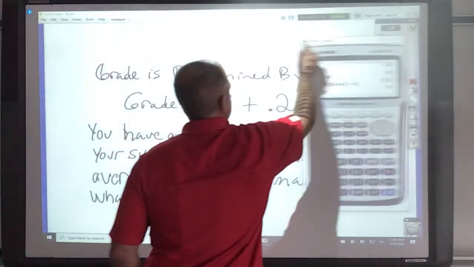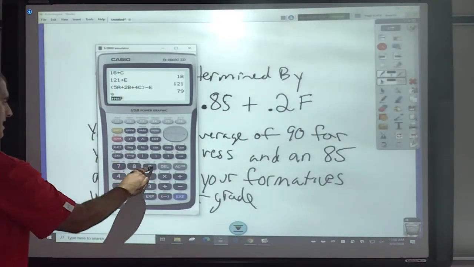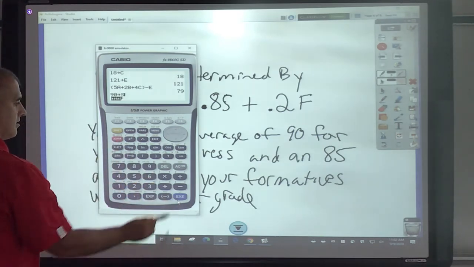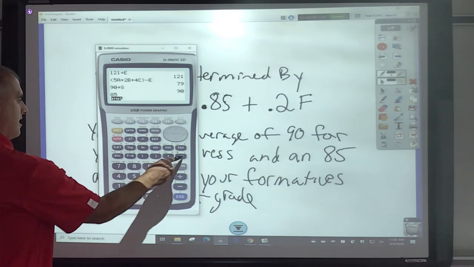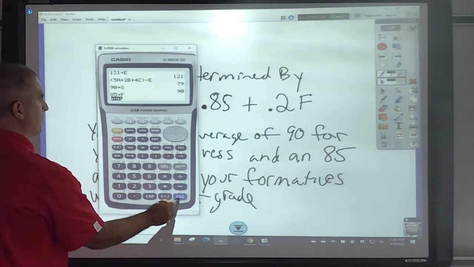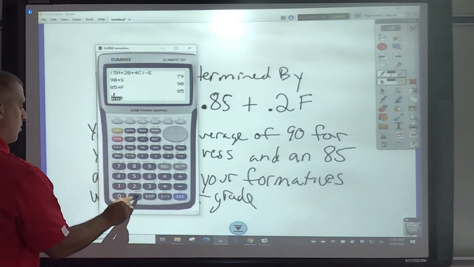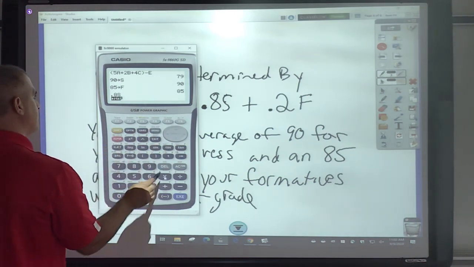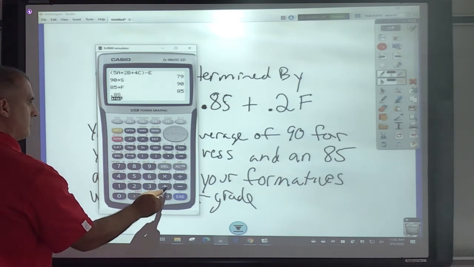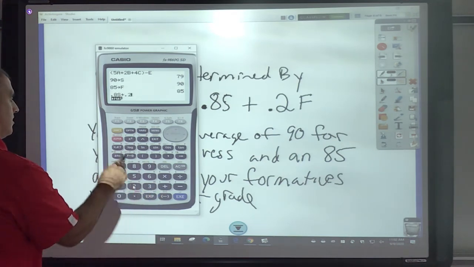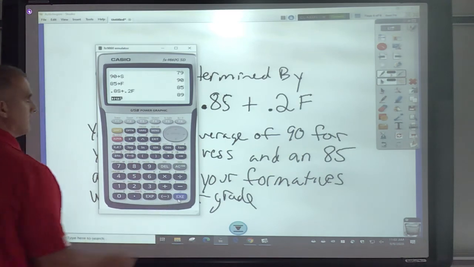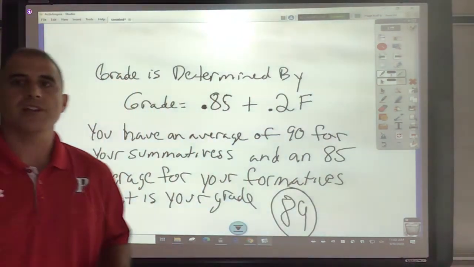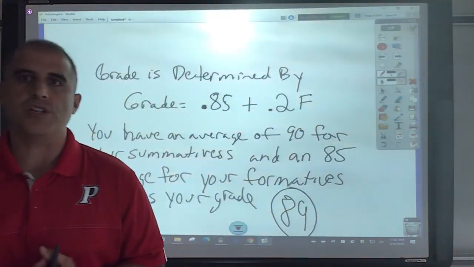So what I would do is put 90, arrow, alpha S for summatives, 85, arrow, alpha F for your formatives, and then 0.8 alpha S plus 0.2 alpha F. So my grade would be an 89. And so that is how to do the evaluation using the Casio.